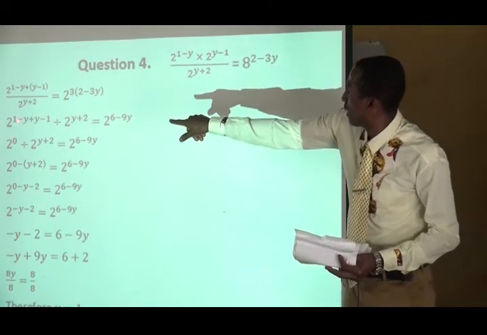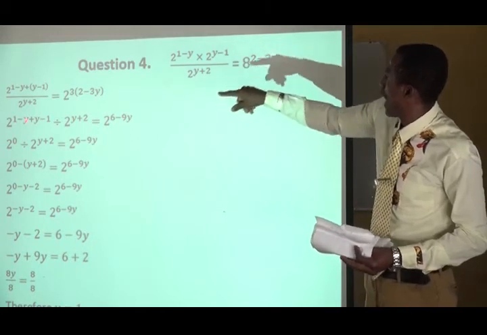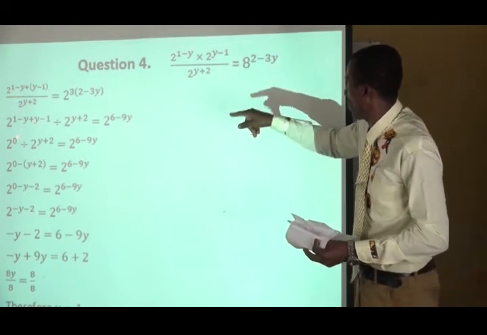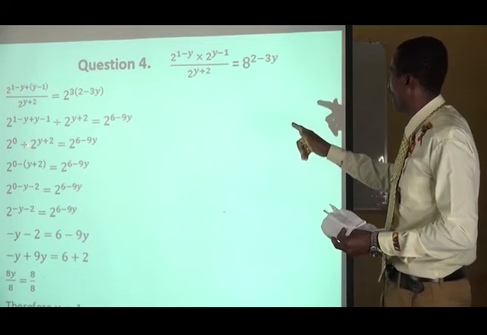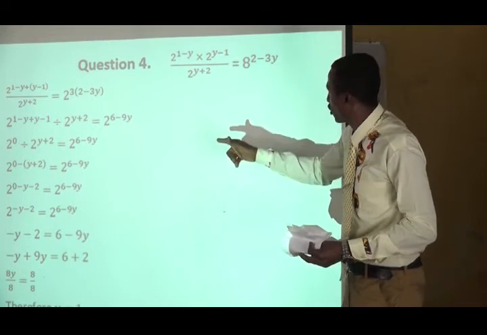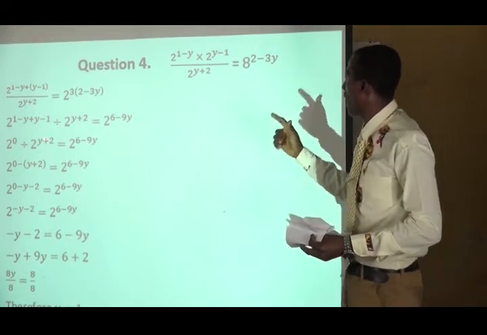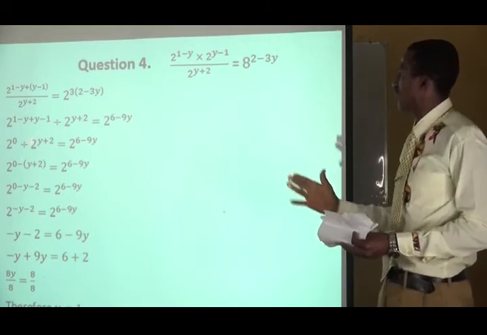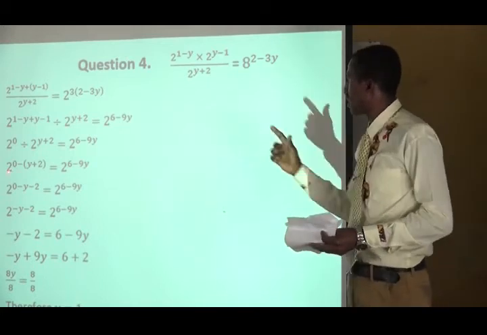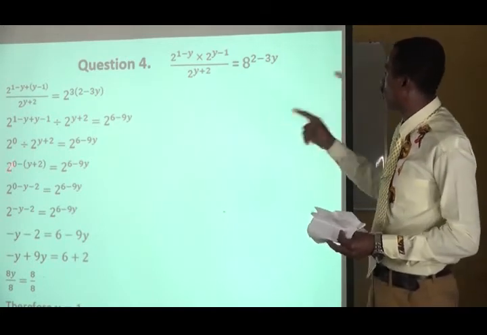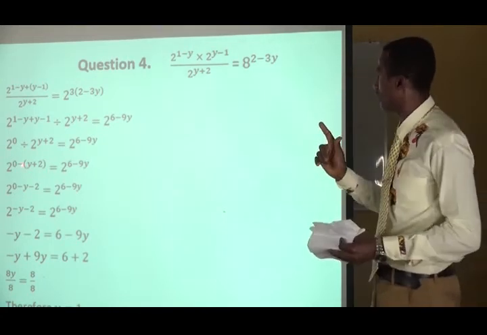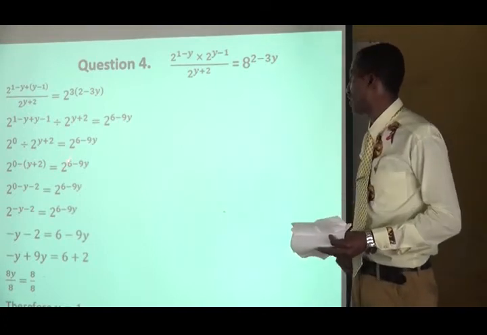When you simplify the power of 2 there, 1 minus 1 is equal to 0, and minus y plus y is also equal to 0. So that gives you 2 to the power of 0, divided by 2 to the power of y plus 2, equals to the right-hand side, which is 2 to the power of 6 minus 9y. The left-hand side obeys the second law of indices, which is division. We are going to write the common base and then subtract the powers. The common base there is 2. So we are going to say 2 to the power of 0 minus bracket y plus 2. The bracket is very, very essential. Take note. Equals to the right-hand side, 2 to the power of 6 minus 9y.